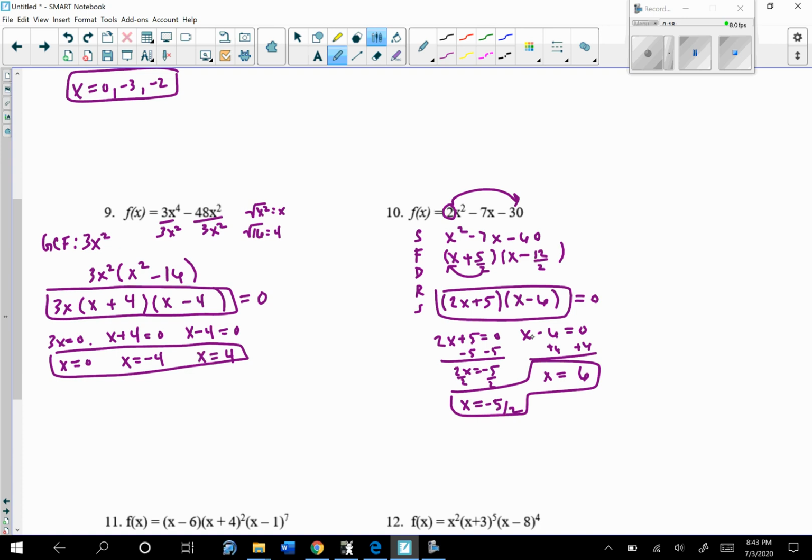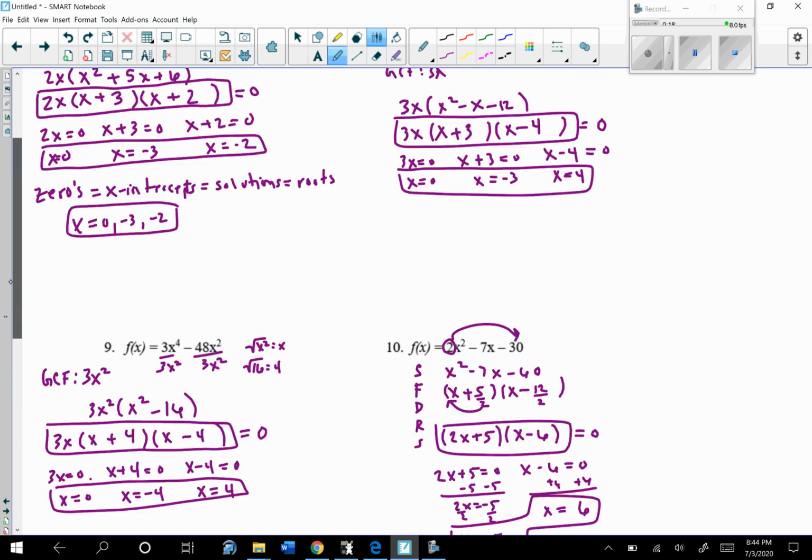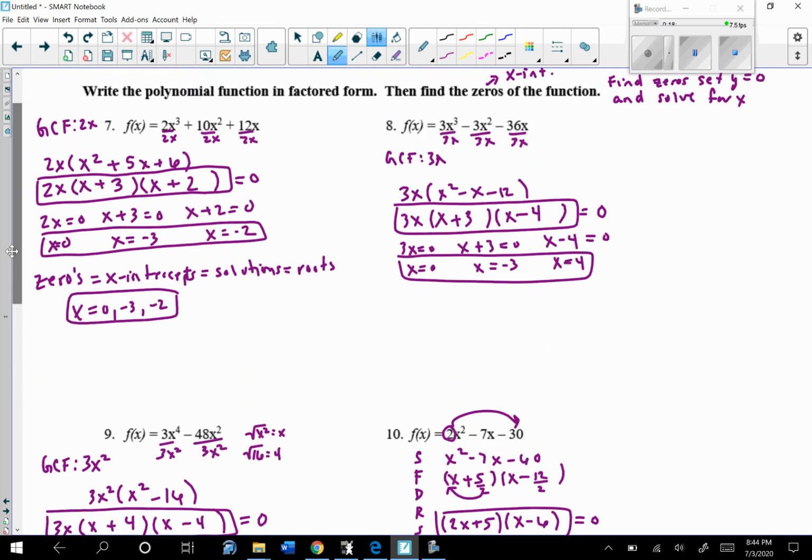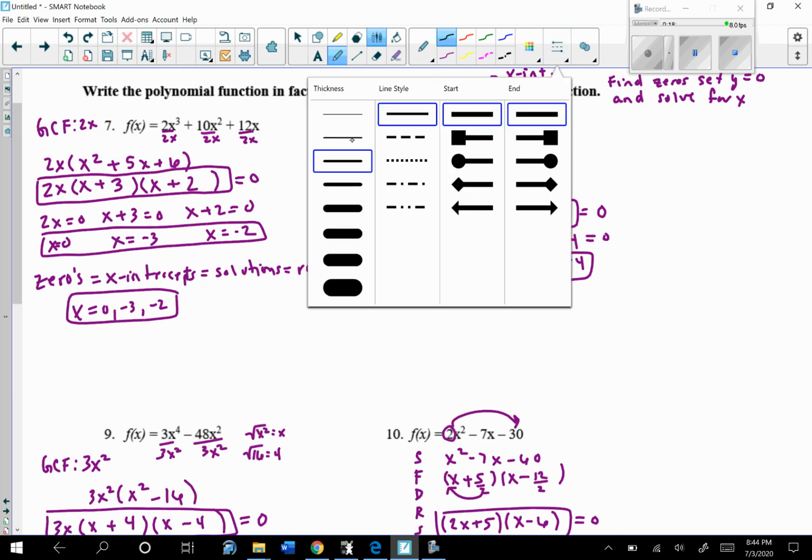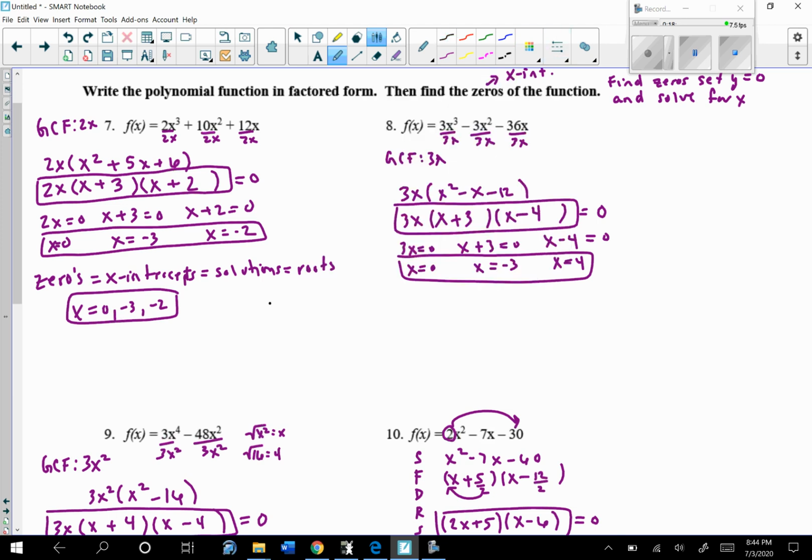Now, why do we want to be able to factor these polynomials? What we're going to be getting into next is using this factored form and the zeros to actually help us graph these functions. Later on, we're going to be able to take the zeros, because the zeros are the x-intercepts, and plot them on the graph.